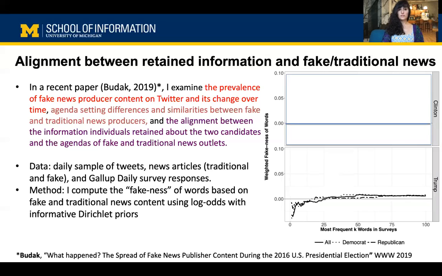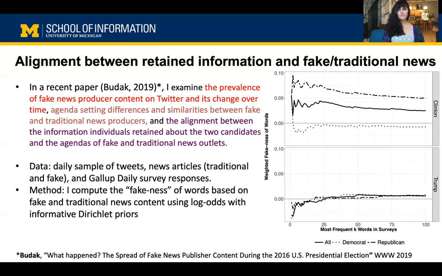Looking at Trump, we see encouraging findings in that most words are more aligned with traditional news, and there seems to be no fragmentation in that Democrats and Republicans are remembering similar things. When it comes to Clinton, however, we see a worrying pattern. There's, first of all, a significant fragmentation, a difference between Democrats and Republicans, and especially Republicans are remembering things that are more aligned with fake news, as you can see with the highly positive values.